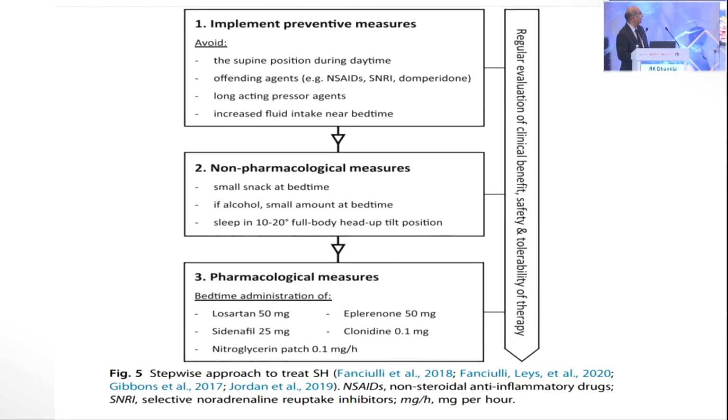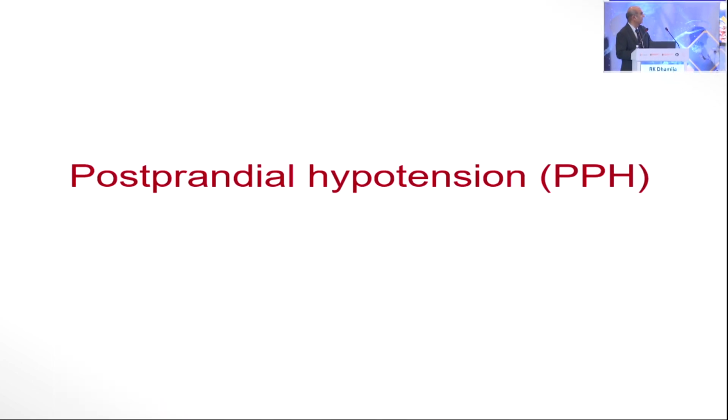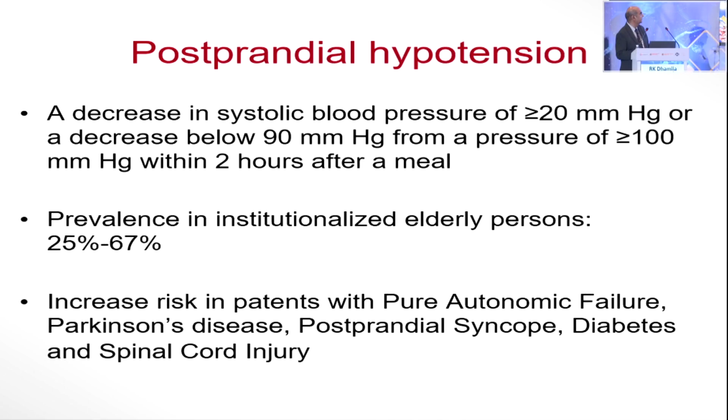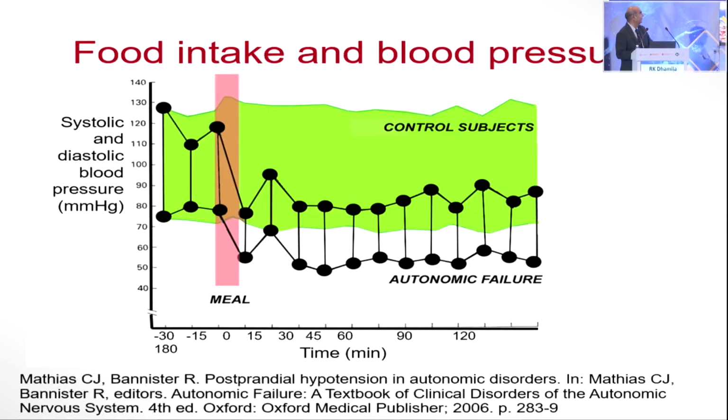the algorithm: preventive measures, non-pharmacological methods, and of course pharmacological methods, including the drugs which I have mentioned. So this is a stepwise approach to treat supine hypertension, in addition to what I mentioned as orthostatic hypotension. A few slides about postprandial hypotension, again a neglected entity, a decrease in blood pressure after a heavy meal or a normal meal. This is seen in patients with pure autonomic failure, autonomic PD or MSA, or patients with diabetes or spinal cord injury.